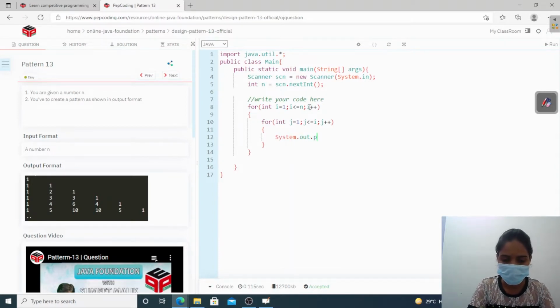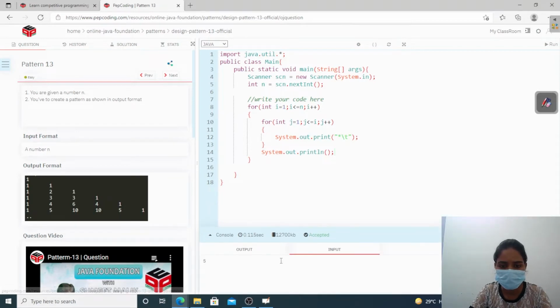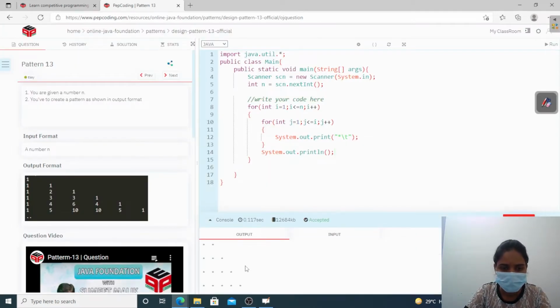System dot out dot print. What should I print? I have to print a star, because initially we are trying to print this triangle in stars. Then System dot out dot println, so that we can move to the next line. Okay, so let's run our loop for n equals to 5. See, we are getting our output.